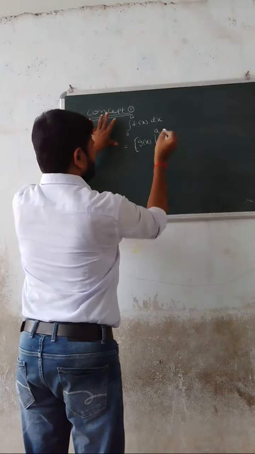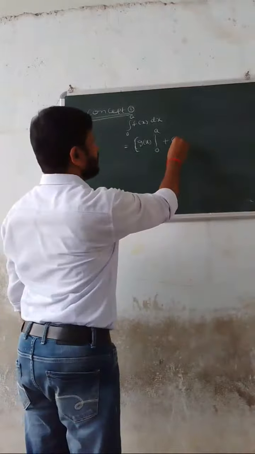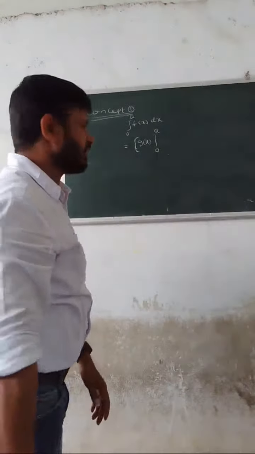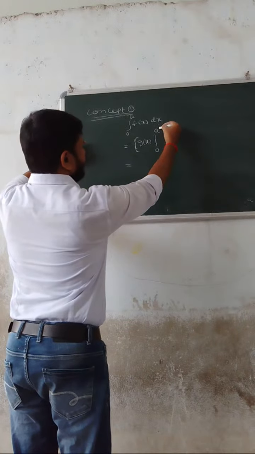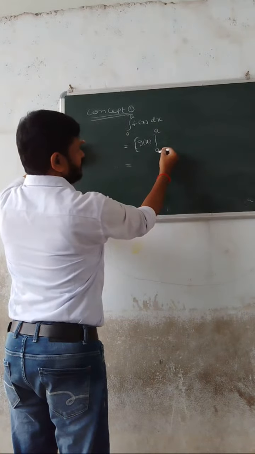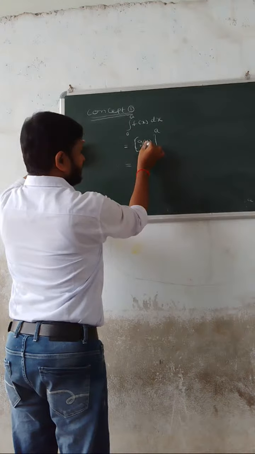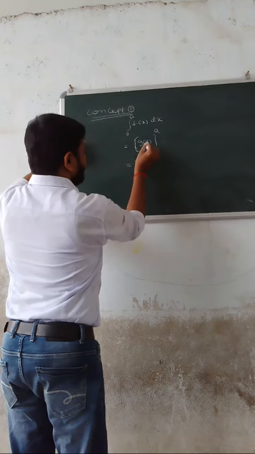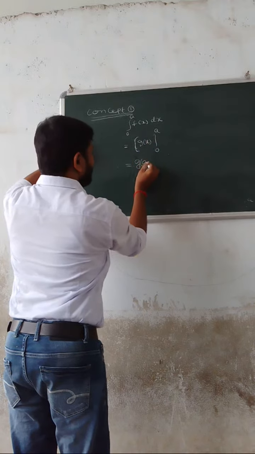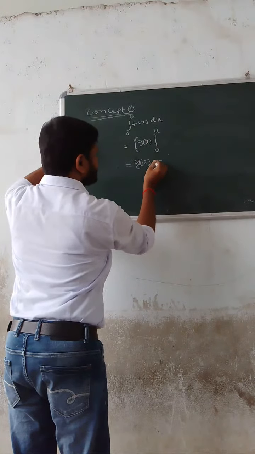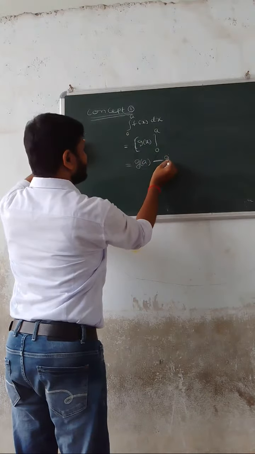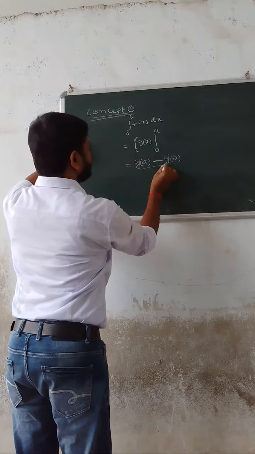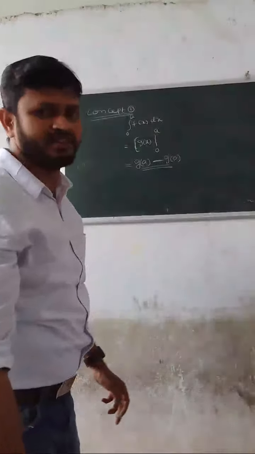There is no need of plus c. Now observe carefully. First the upper limit and after that the lower limit. Insert here: g of x means g of a, and minus, put here minus, and again 0 is there, g of 0. That is the definite integration.